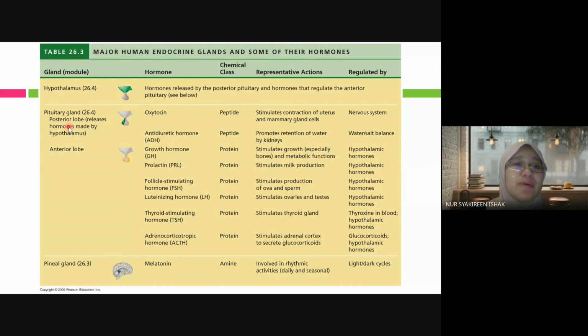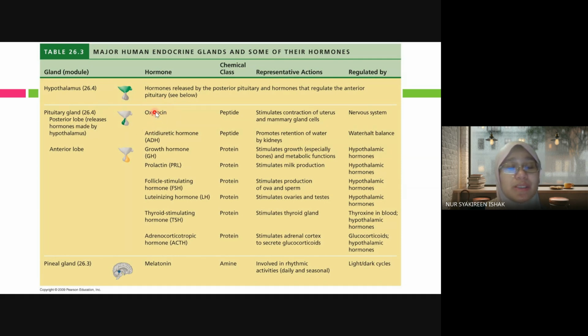The function of the posterior pituitary gland is to secrete hormones produced by the hypothalamus. So that's why here it says that the posterior is regulated by the nervous system. So you look at the hormone secreted by the posterior pituitary.